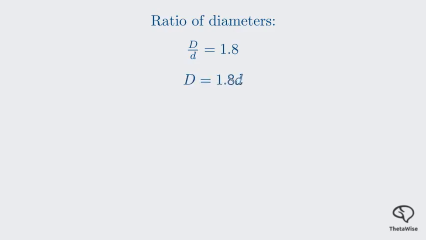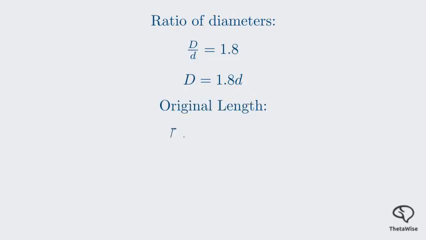The first step in solving any physics or engineering problem is to identify all the given information and convert it to consistent SI units. This is crucial for accurate calculations. We are given that the ratio of the diameters is 1.8. Let's call the outside diameter capital D and the inside diameter lowercase d. So, D over d equals 1.8. This can be rewritten as D equals 1.8d.